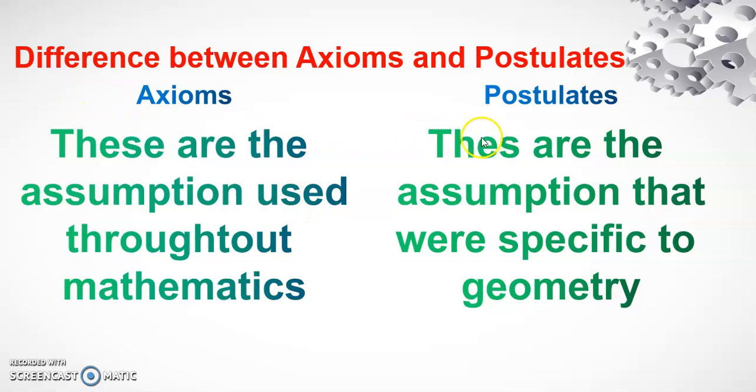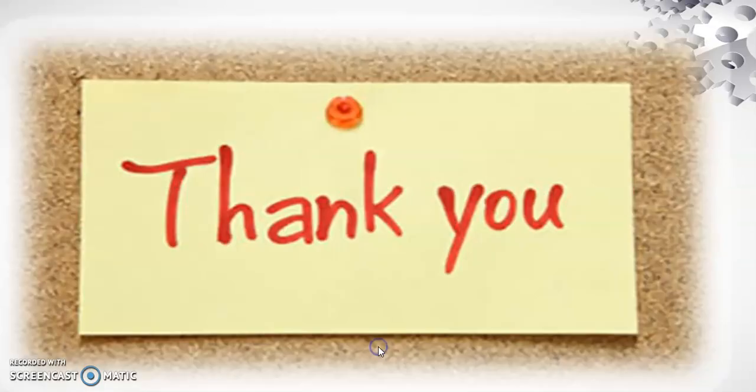Yes, both axioms and postulates are assumptions, but we can use these axioms throughout other branches of mathematics also. But these postulates are specific to geometry only. But nowadays, we are taking both axioms and postulates as one and the same. Yes, children, I think this much explanation is enough. I hope you understood what axiom and postulate mean. And in the next class, you are going to know about 7 axioms and 5 postulates of Euclid.